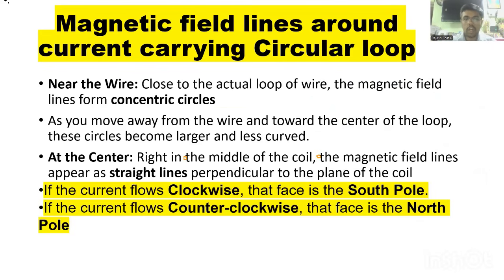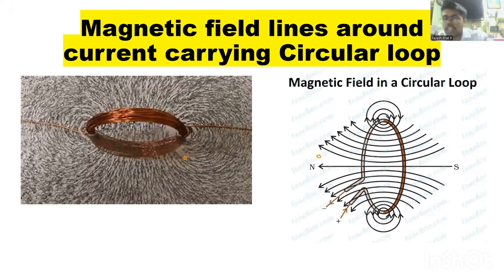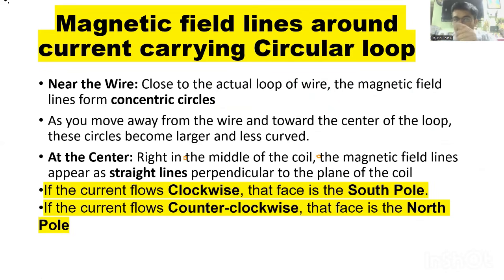Okay, so now what can you observe if you see this? Very simple. You can observe a few things. Firstly, you can observe the magnetic field lines are curved. See, it is curved here. But as it goes to the center, the curve disappears and it becomes straight. Okay, so now we'll see some of the important points.